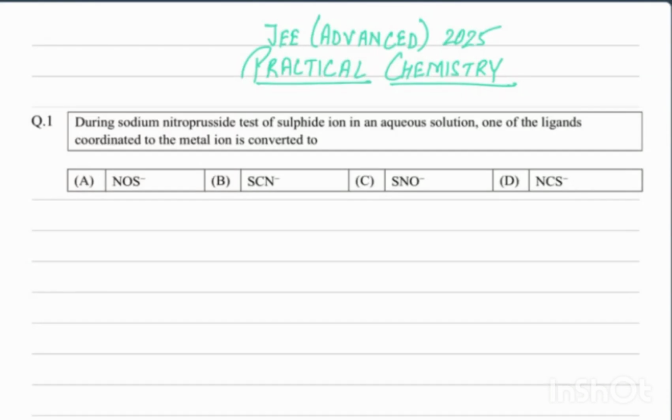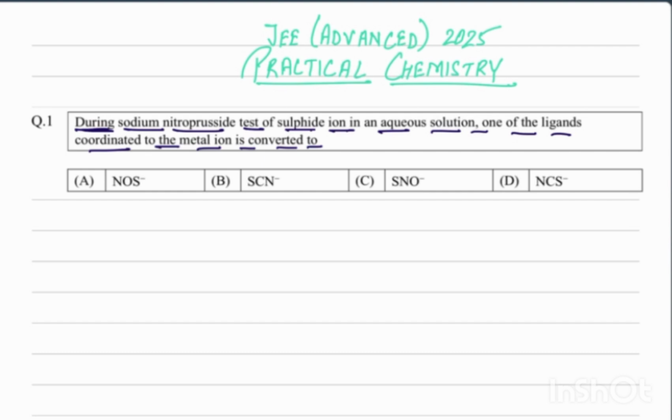Hello everyone. So today we are going to discuss a question from JEE Advanced 2025, which is from paper 2, and it is from the topic practical chemistry. In this question, it says: during sodium nitroprusside test of sulfide ion in an aqueous solution, one of the ligands coordinated to the metal ion is converted to.